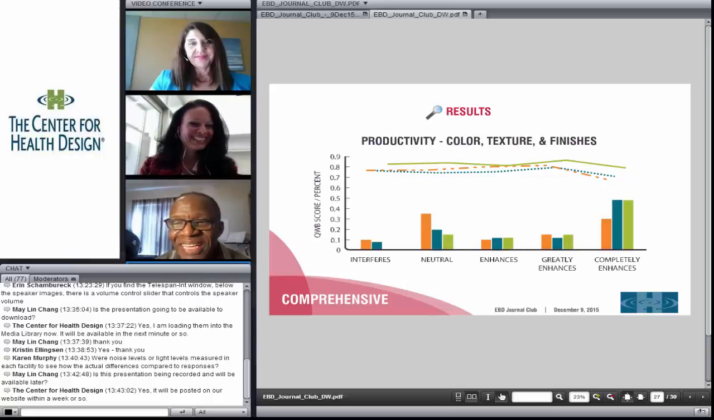Here again, we see that in looking at productivity, the QWB score does not track as the percentages on the IEQ score. We see, in fact, a tendency for the QWB score to decrease when the people are completely satisfied. That says their productivity is completely enhanced by the color and textures and the finishes. And two things about this.